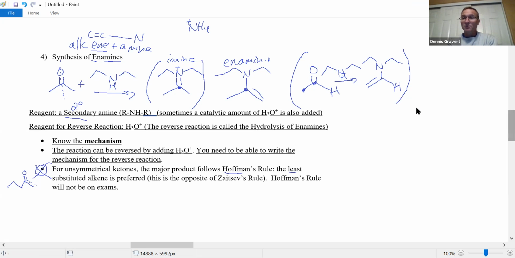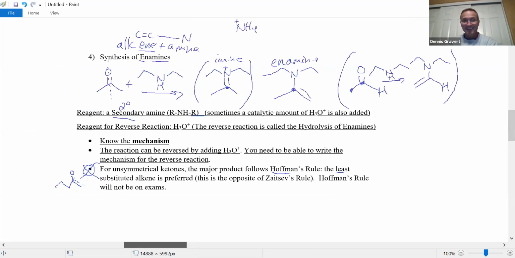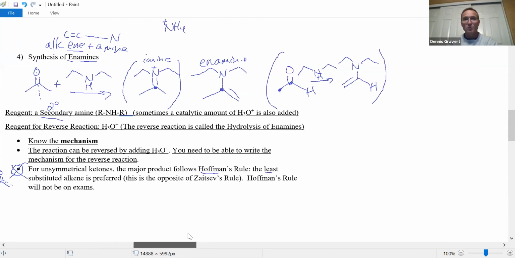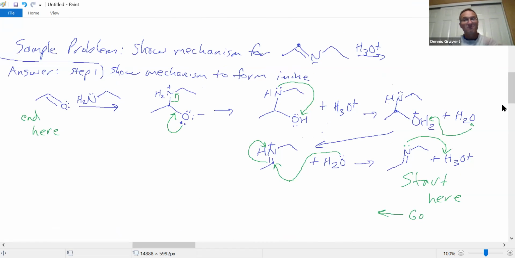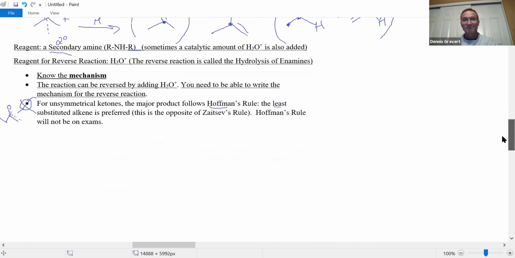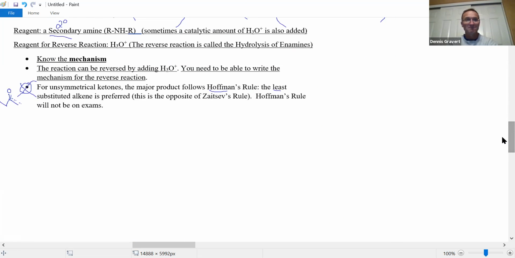Okay, good news, bad news. Bad news, enamine mechanisms are a little longer than imine. Good news, it's only one step longer. Just do the imine reaction and then add one more step. So you might want to pause the video and go back, and just really understand the imine mechanism, because we're just going to do it again.